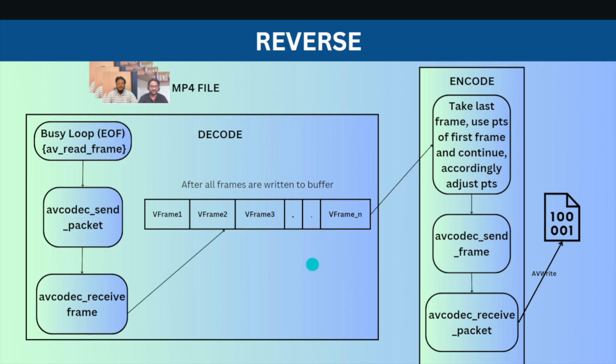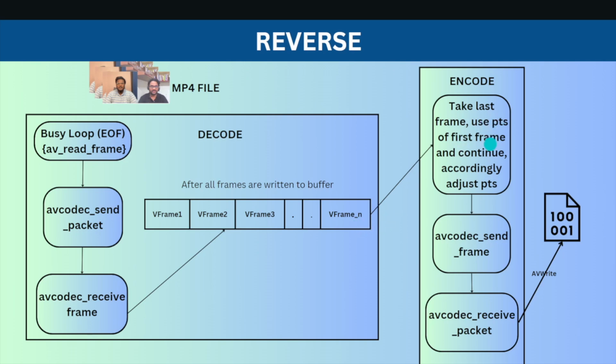But in case of reverse, we will not encode immediately because we need the last frame. So for that purpose we will store all the frames in a buffer and complete the decode processing first, and now we kickstart the encoding process. In the encoding process we'll first read the last frame.